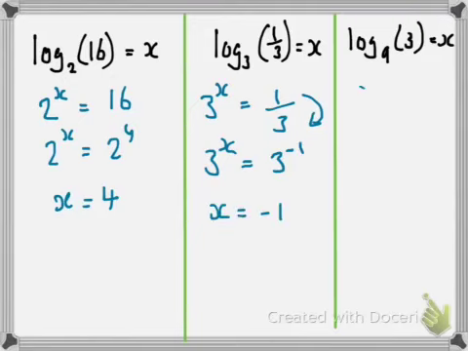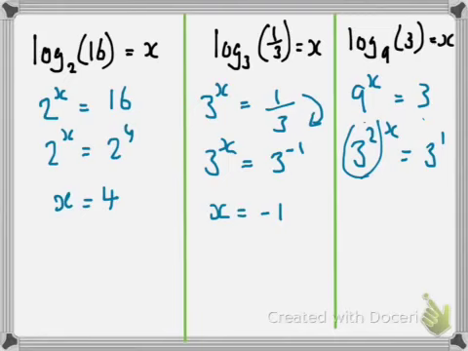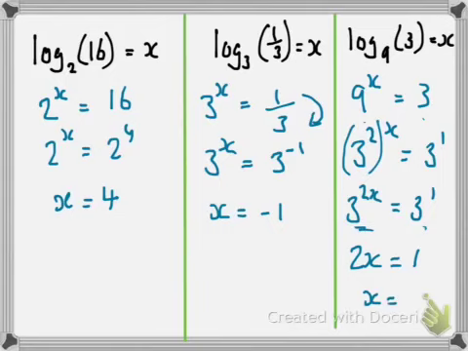Next one, 9 to the power of x equals 3. Alrighty, we've got two different bases here, 9 and 3. But we know that 9 is 3 squared. So 3 squared to the power of x equals 3 to the power of 1. So that means 3 to the power of 2x equals 3 to the power of 1. We've got 3 on both sides there now, so we can equate 2x to 1 and x equals 1 on 2.